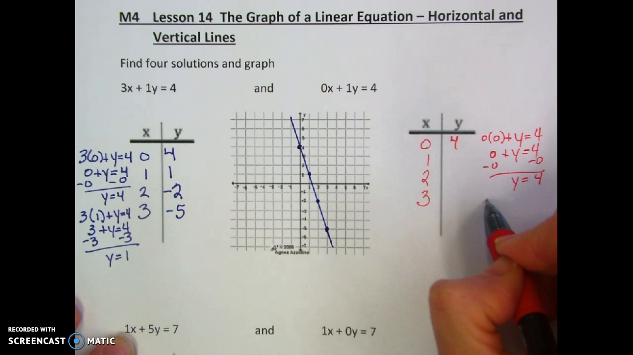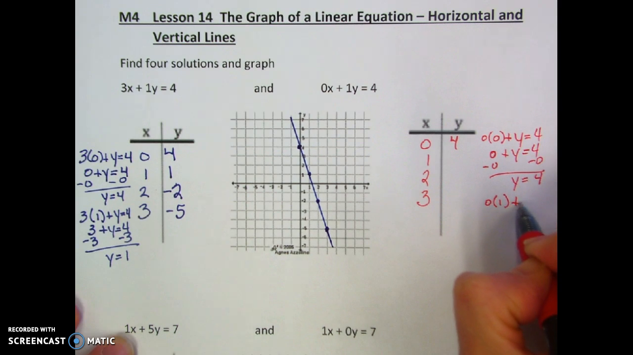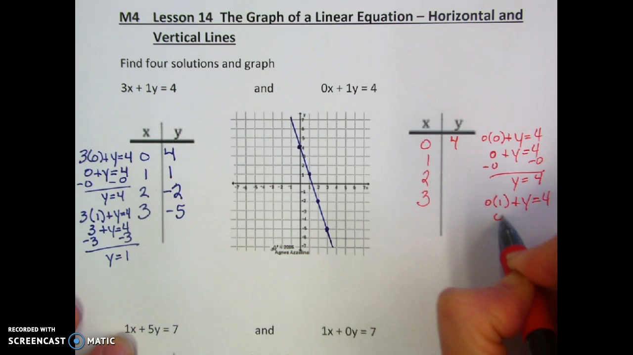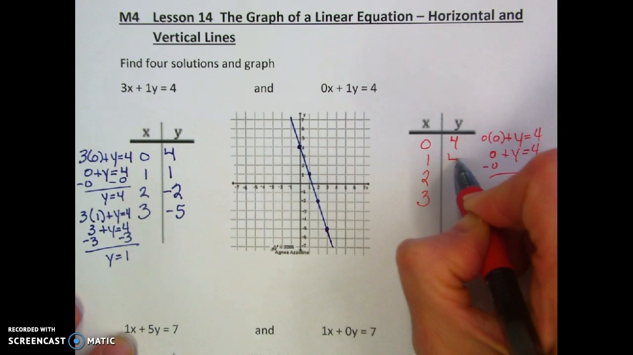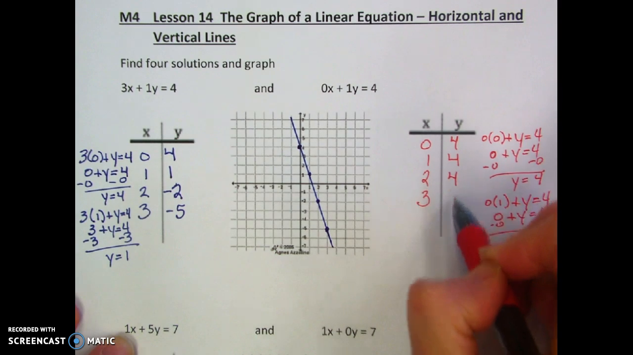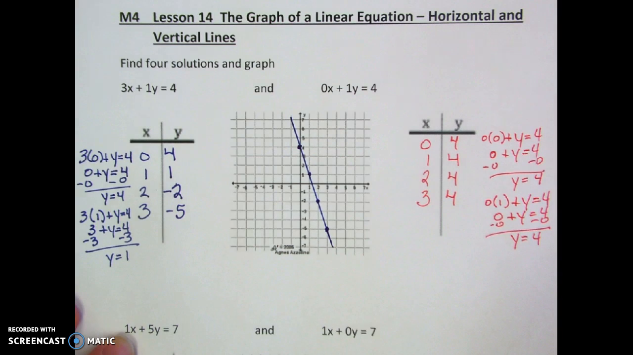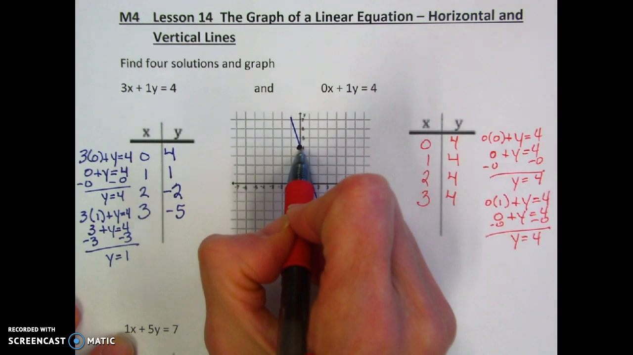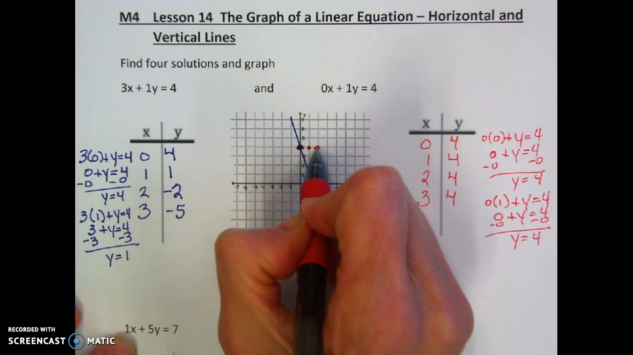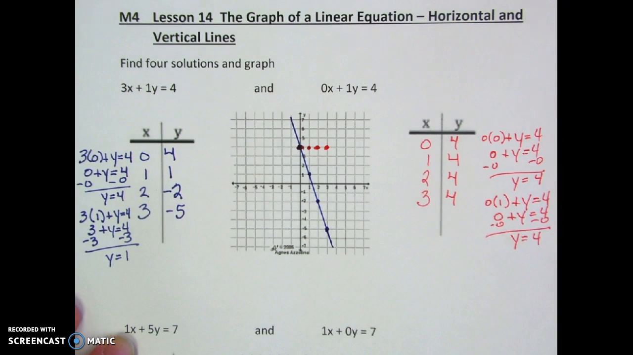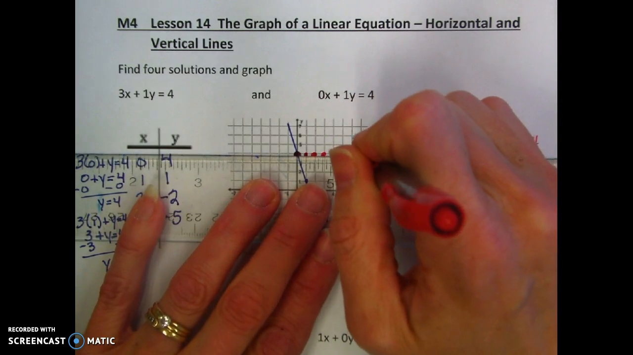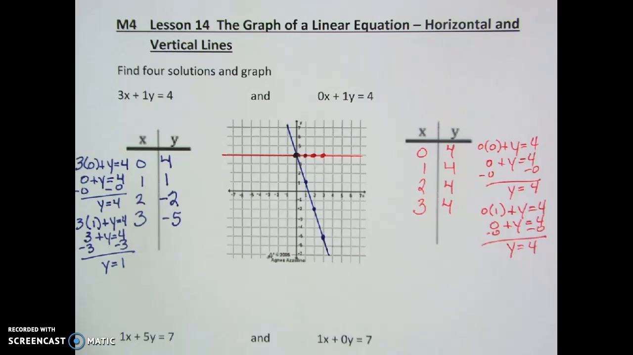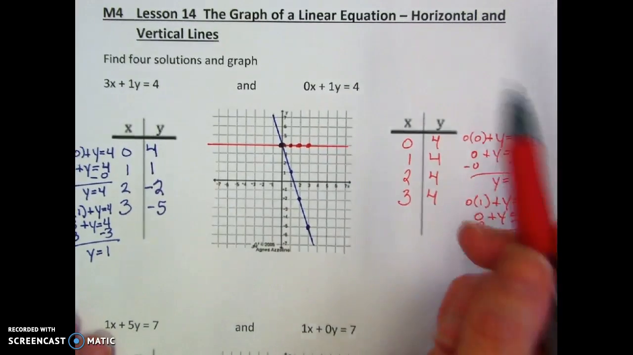We try it for the next one. 0 times 1 plus y equals 4. This is still 0. Subtract 0, and this is still going to be 4. If we put 2 in, the same thing's going to happen. If we put 3 in, the same thing's going to happen. So when I plot these points, I get those 4 points. Connect them, draw my line, and there's my line. So this equation will graph this line.